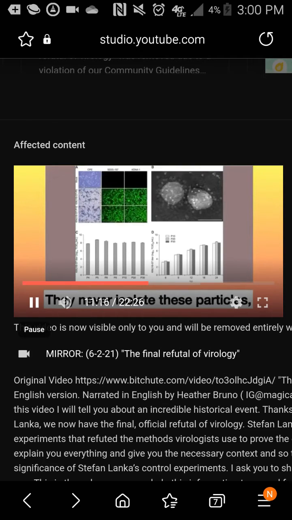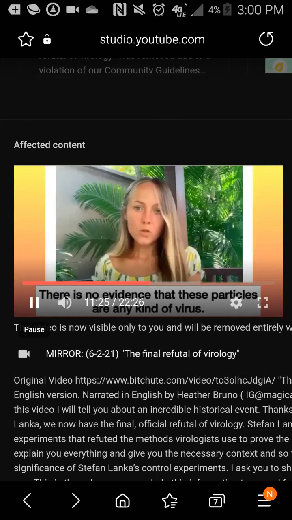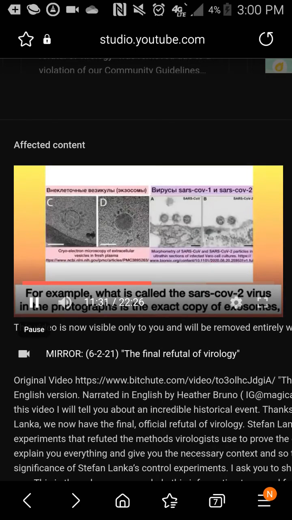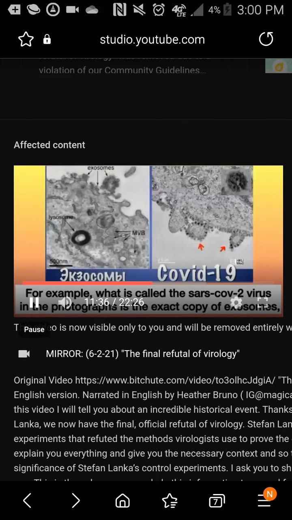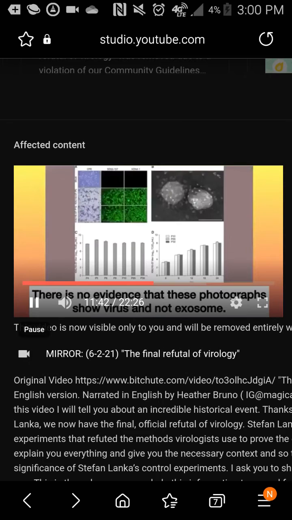They never isolate these particles. They simply look at them with a microscope and photograph them. There is no evidence that these particles are any kind of virus. As I said, they can be common decay products of all materials involved in the experiment. For example, what is called SARS-CoV-2 virus in the photographs is the exact copy of exosomes, particles produced by human cells that are not pathogenic. There is no evidence that these photographs show virus and not exosome.